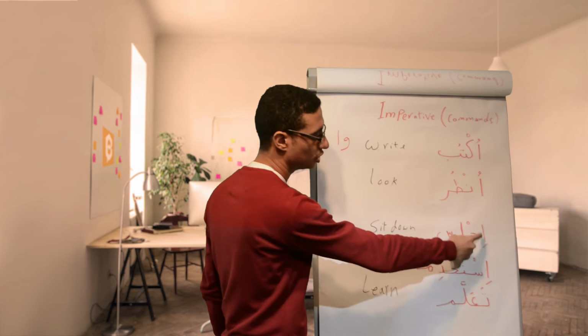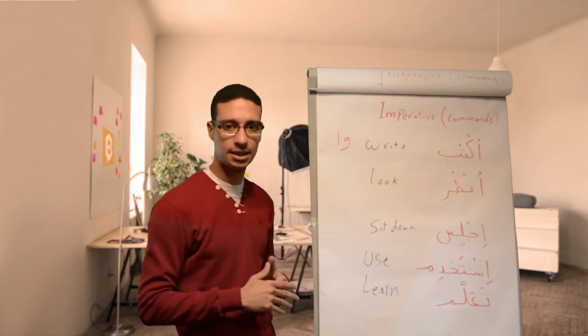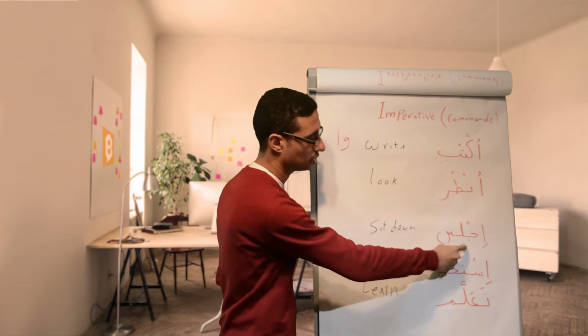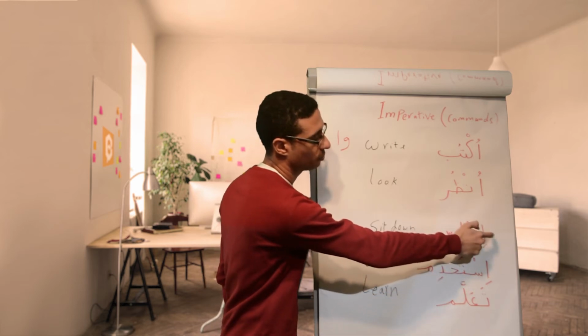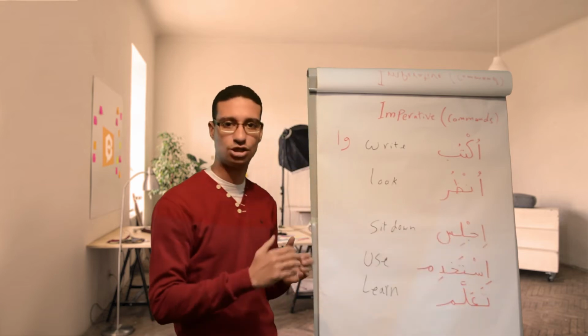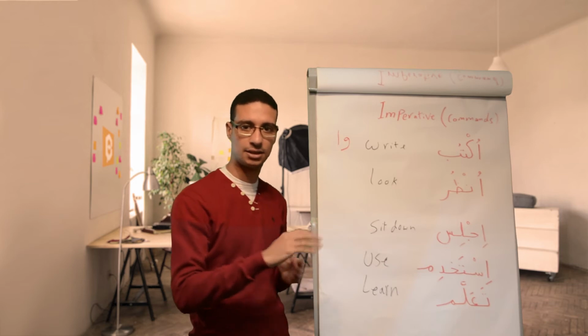Another example is جلس, to sit down. جلس, يجلس. Because we have here a kasra under the lam, on the second letter of the verb, we put kasra on the alif, so it's ijlis, not o, but i. So ijlis, sit. But it's rude.